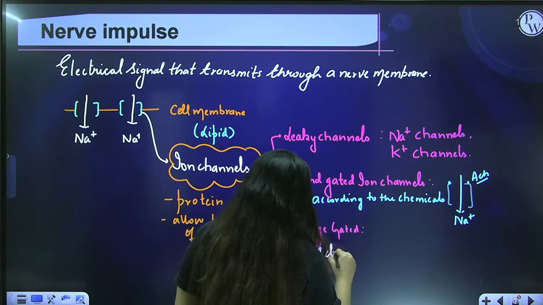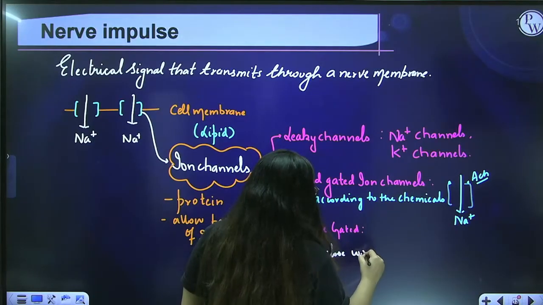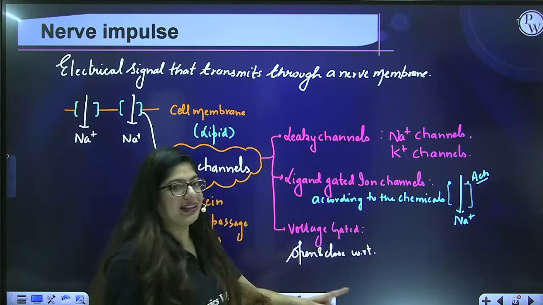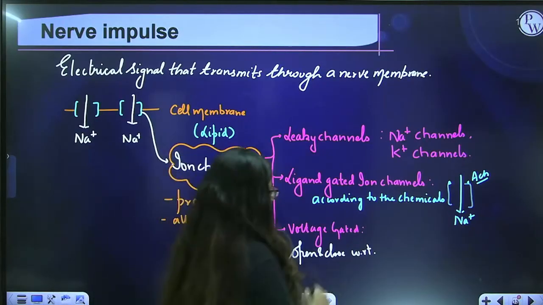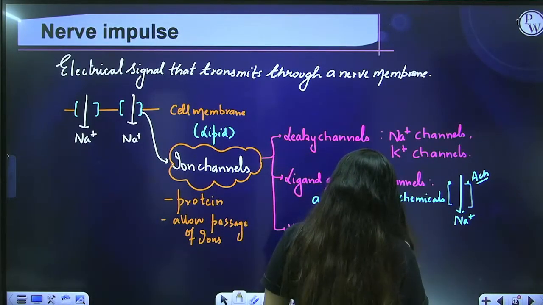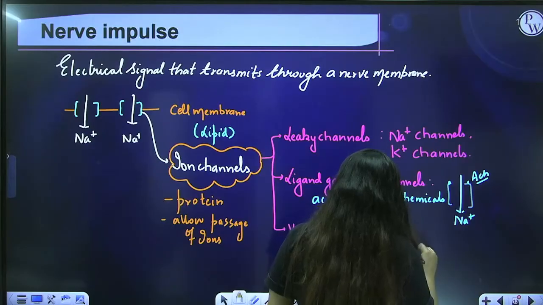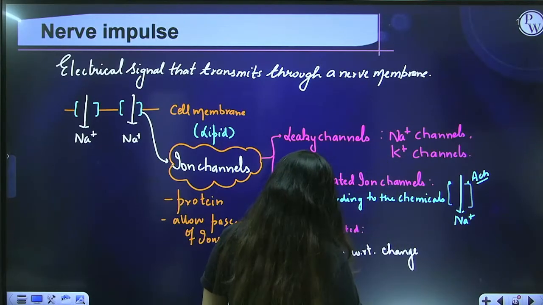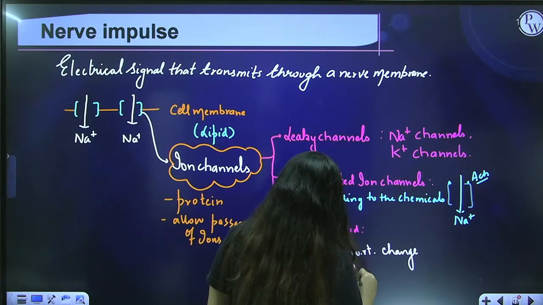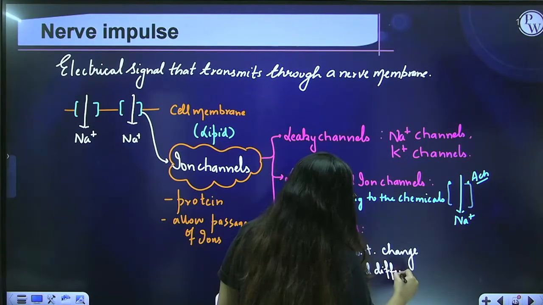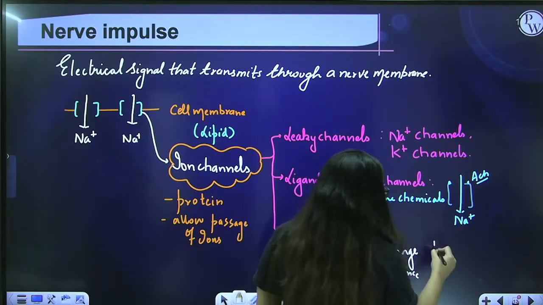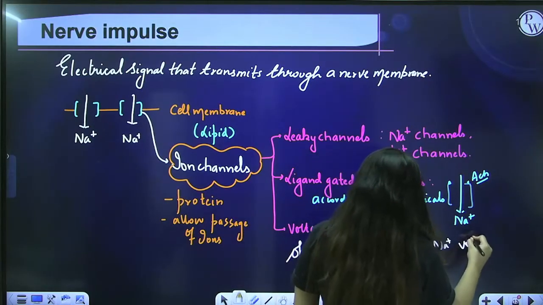with respect to, WRT. Diksha ma'am always writes WRT, that is with respect to, right? With respect to the change in potential difference. Fine? So like we have the sodium ion voltage gated channel.